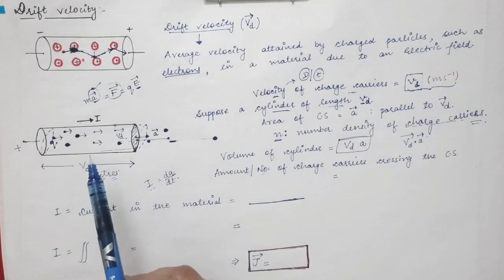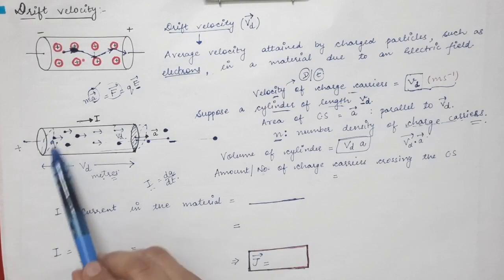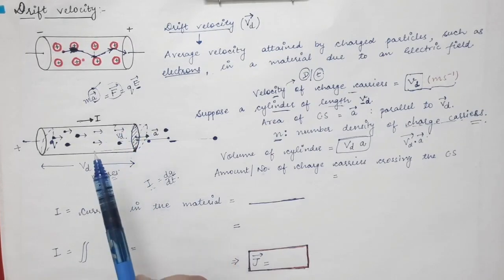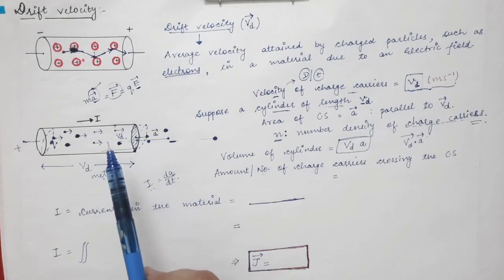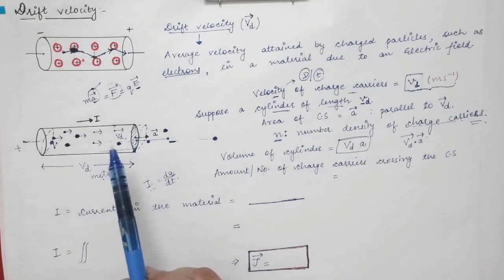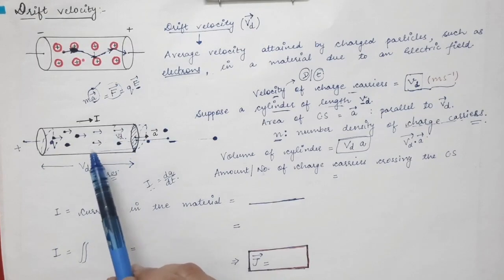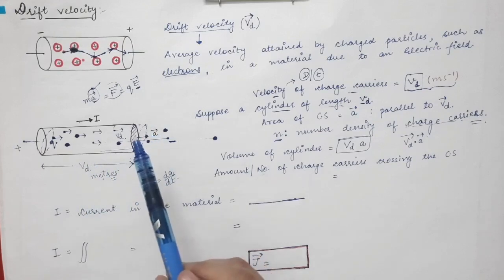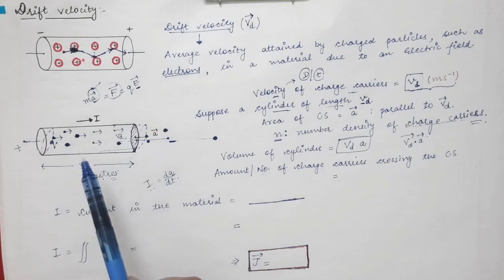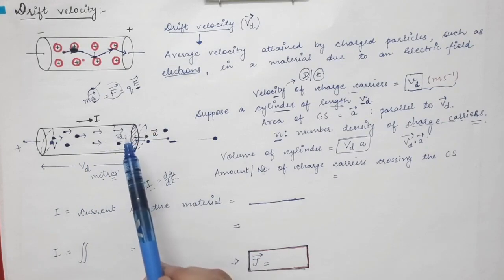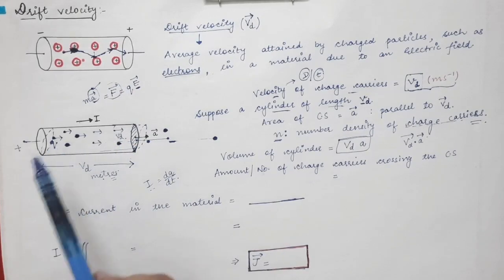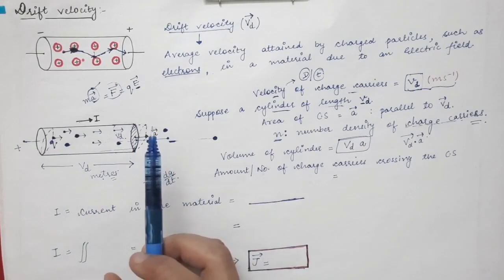So now what is the task? The task is to find the amount of charge present in this volume, because all the charges which are present in this volume will definitely cross this surface in 1 second. So for that, first of all, I have to find the number of charges which are present, and then I will multiply that number of charges with the magnitude of charge on each charge carrier, and that will give me the amount of charge.